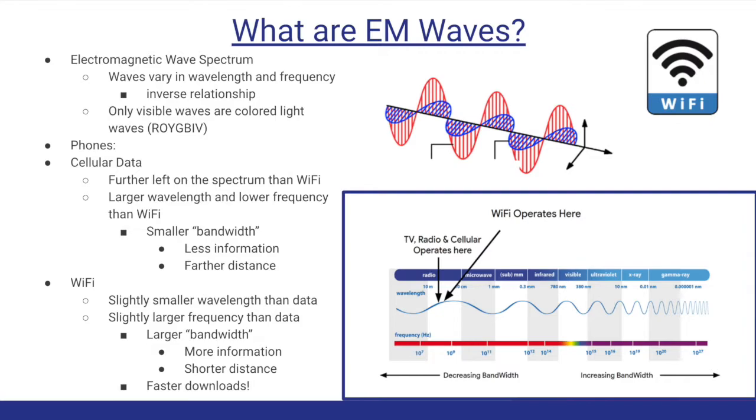However, Wi-Fi is slightly more to the right of data indicated by the figure. This means that the wavelength is smaller and the frequency is larger. This is characterized by the term larger bandwidth, which also describes why Wi-Fi is better for downloads, because more information can travel over a shorter distance.